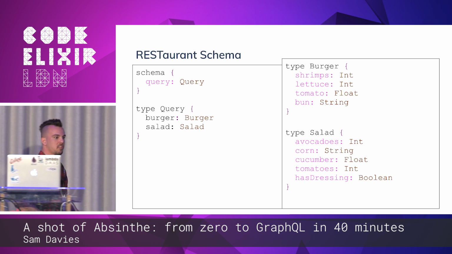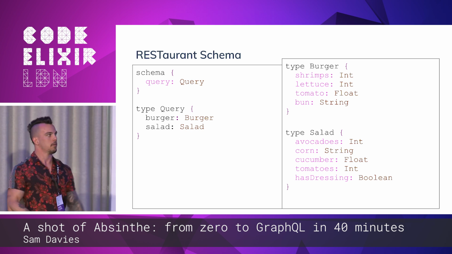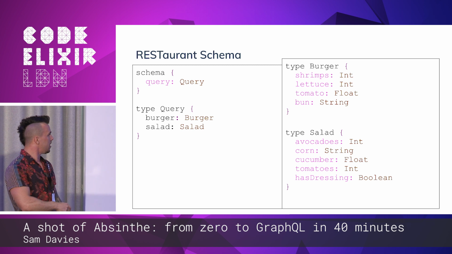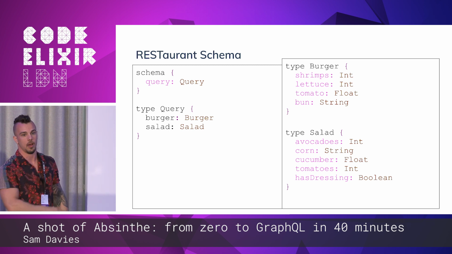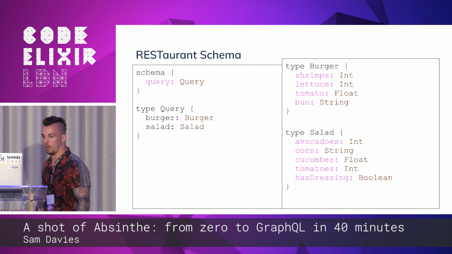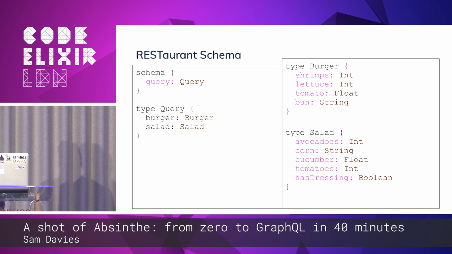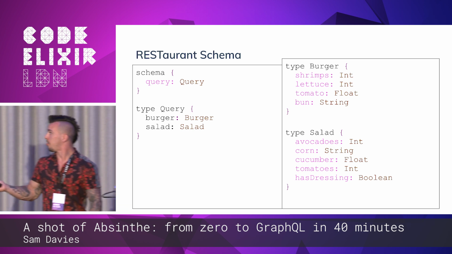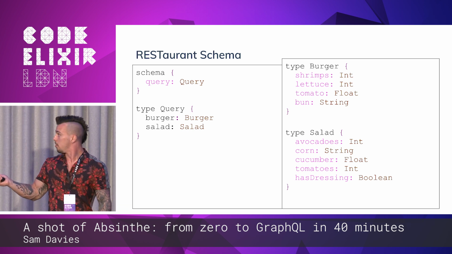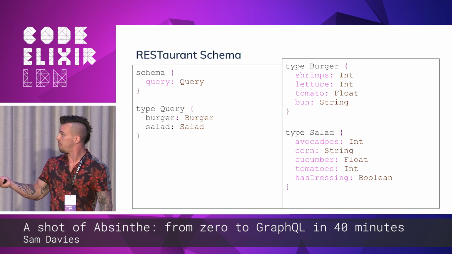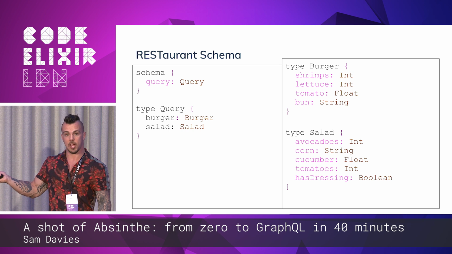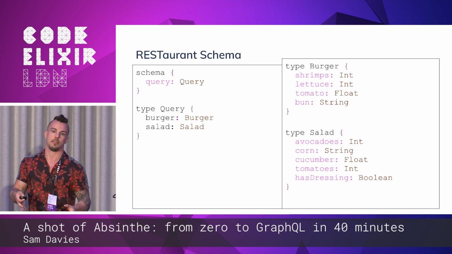So this is the full schema that we might have for our restaurant. This little bit you've seen before. Now that snippet was missing something important. We hadn't actually told it what the burger and the salad types actually looked like. So this is how you define types. We can see here that this is the field name, and this one here is the type that field returns. And when we specify the type, that's the shape of the object that we're going to give back.